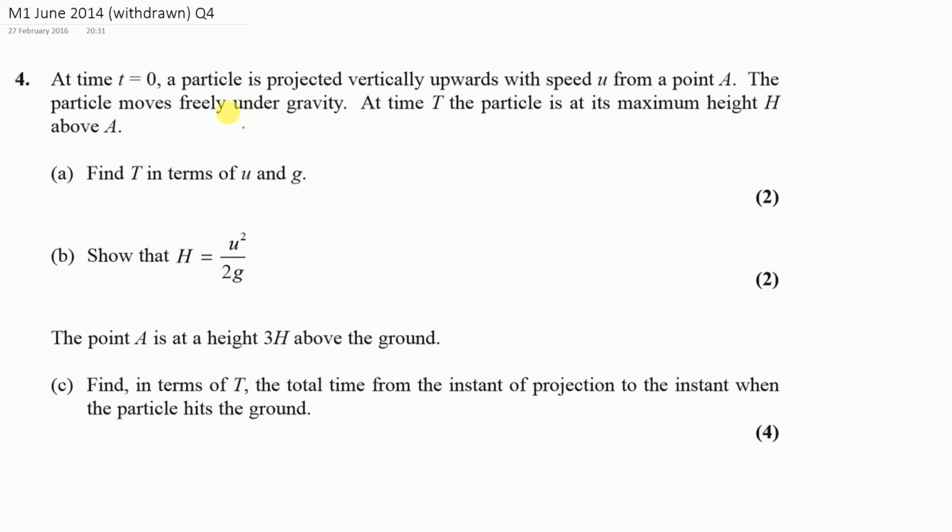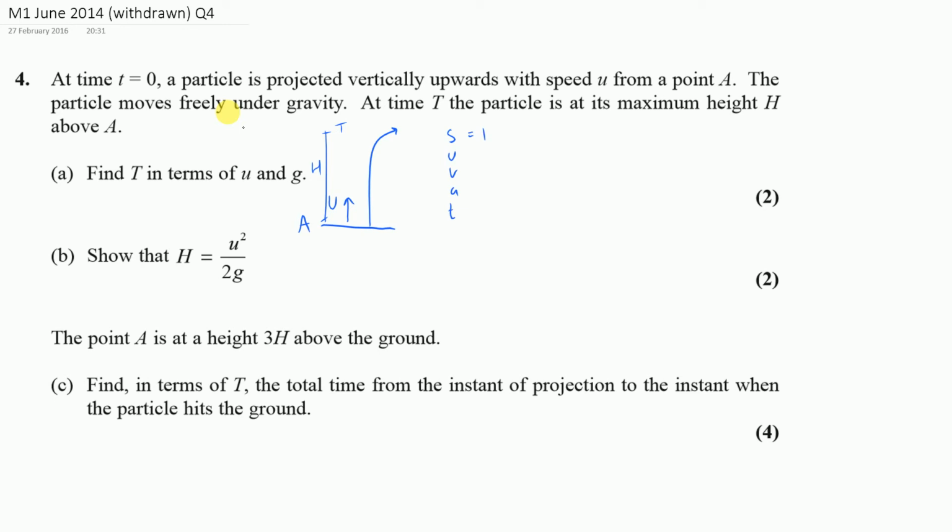So we've got this idea that we've got a position A, and we're projecting a particle vertically upwards with a speed of u. It's going to reach a maximum height of h in a time of t. So this is what my diagram is going to look like, and then I'm going to put down my SUVAT.